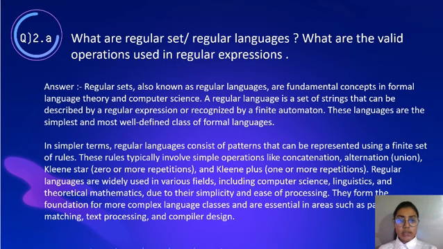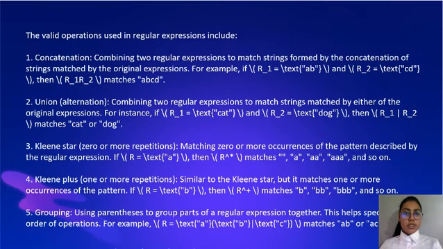These rules typically involve simple operations like concatenation, alternation, and Kleene star. And the class can be essential in areas such as pattern matching, text processing, and compiler design. The valid operations used in regular expressions include: the first one is concatenation, combining two regular expressions to match strings formed by the concatenation of strings matched by the original expressions.